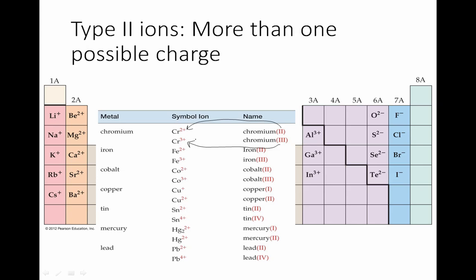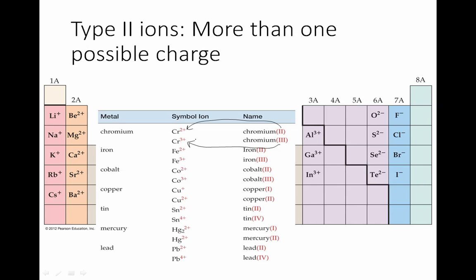So whenever you're naming a type 2 ion, you can't just say like a lithium ion. It's got to be chromium 2, chromium 3. And the Roman numeral includes the charge of the cation. Notice also, type 2 ions, they're cations, and so they're always going to be these transition metals that produce more than one possible charge. This is not an exhaustive list. There is more to it, but this is kind of the main list that you'll be utilizing in this class.